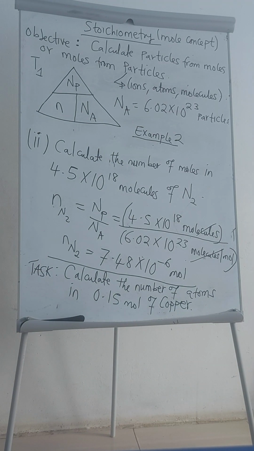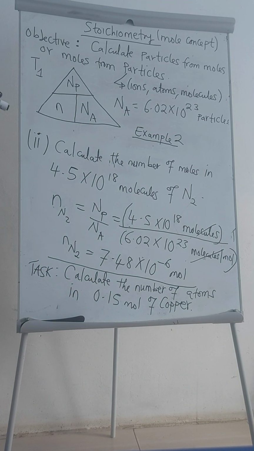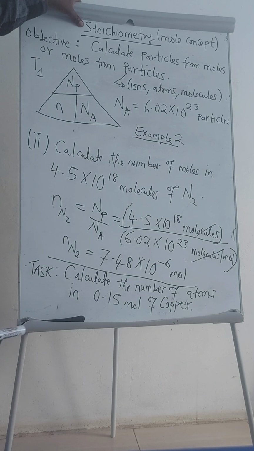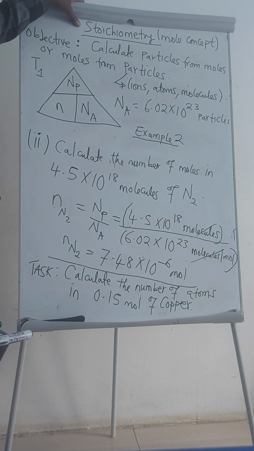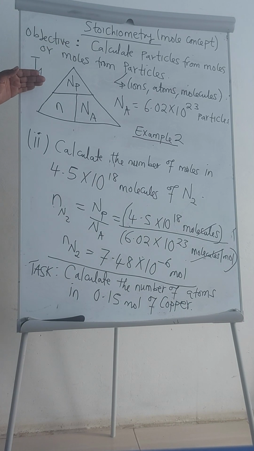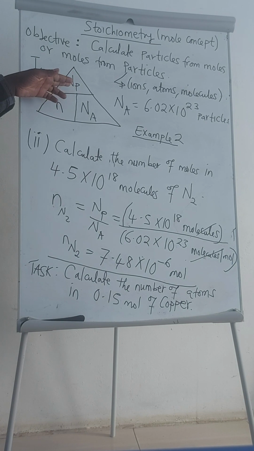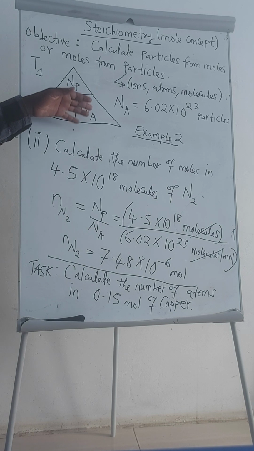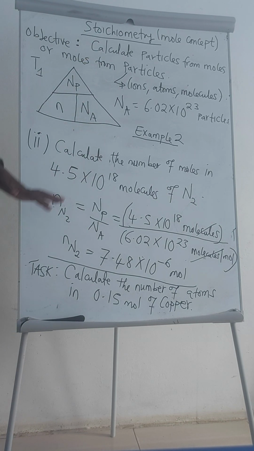So that has been stoichiometry, the mole concept, online using our YouTube channel. Our objective for today was to calculate the particles from moles or moles from particles using T1. Next we talk about T2, triangle number 2, where NP stands for number of particles, this one stands for number of moles, and Avogadro's constant. Then we applied it in the 3 questions.